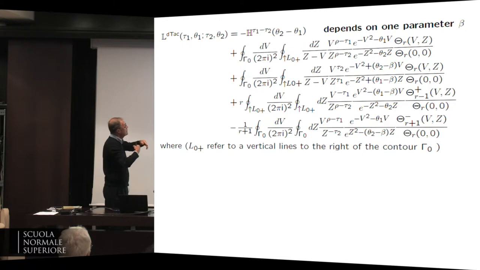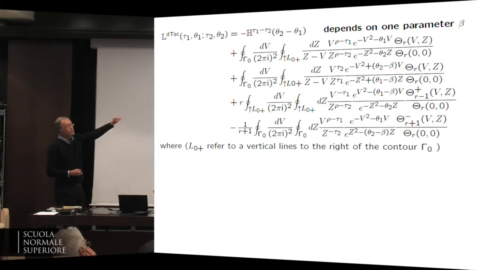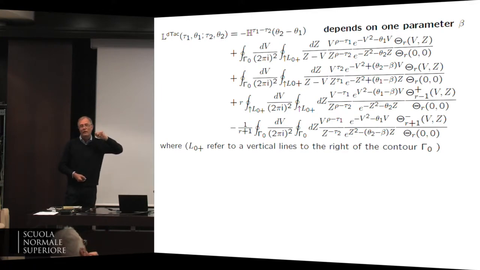The theta, that's a continuous variable. That's a running variable on those lines, okay? So remember those lines, the tau, they parameterize those lines. The theta is a continuous running variable along those lines. So you get this. The gamma naught is a little circle about the origin. The L naught plus is an imaginary axis to the right of that little circle. Okay. So that's why I put here, and it goes from the bottom, it goes up.